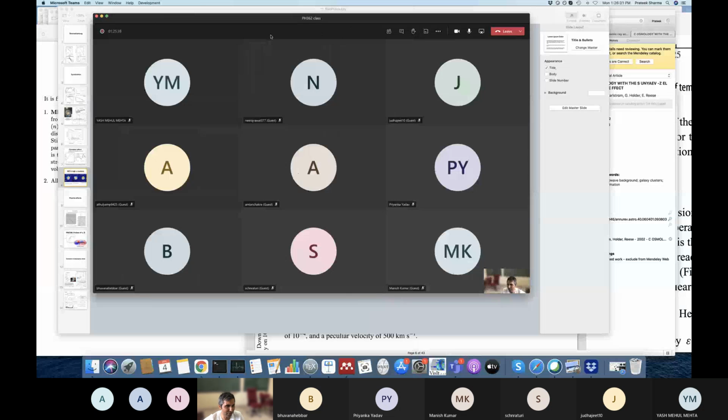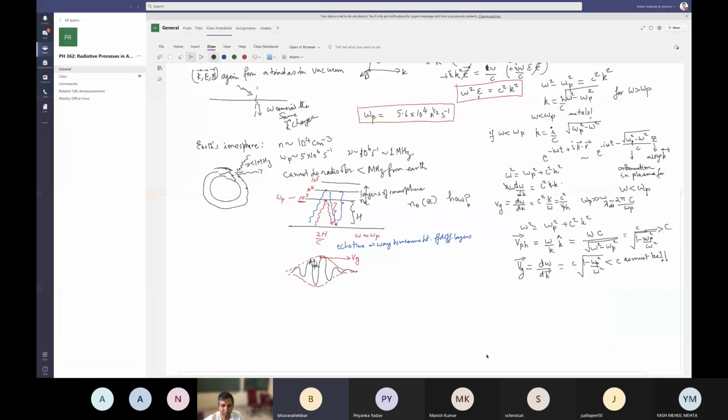Do you know the difference between phase velocity and group velocity? Yes, sir. Group velocity is the velocity at which the whole packet of wave is traveling, and phase velocity is the velocity at which an individual amplitude or crest is traveling. Okay. So, do you know of some waves for which group and phase velocities are different?